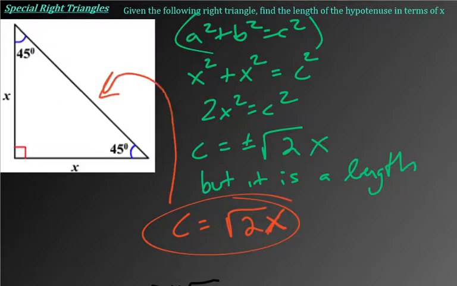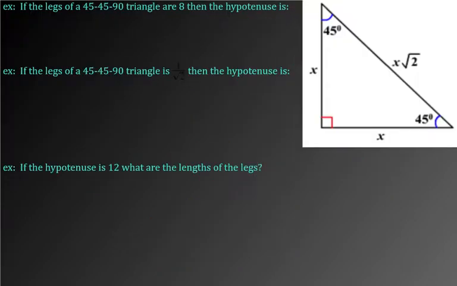This gives you a proportion. If this is length 1, then the hypotenuse is length root 2. And that's true for any scaled version of this triangle. Whatever x is, the hypotenuse is square root of 2 times x. Just to show you how we can use this, these are my proportions. If the legs of a 45, 45, 90 triangle are 8, we can use that to figure out the hypotenuse. If this is 8, then this is simply 8 times the square root of 2. That's literally all it is.